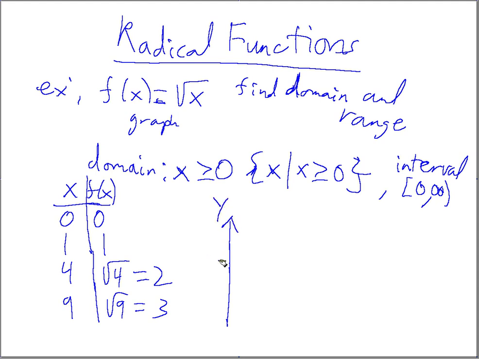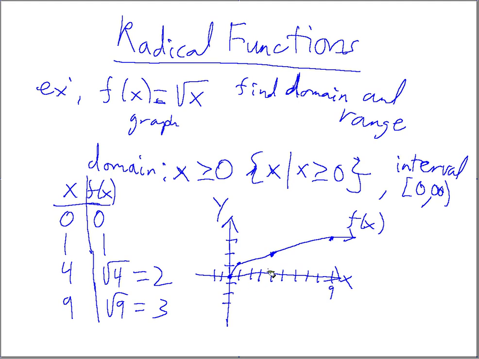Here's y, and here's x. Mark 1, 2, and 3 on the y-axis, and 1, 2, 3, 4, 5, 6, 7, 8, and 9 on the x-axis, going all the way out to 9. So again, the points are (0, 0), (1, 1), (4, 2), and (9, 3). The graph looks something like this. This is roughly the sketch of the square root graph, the graph of f of x. As you can see, we can now find the range, because the range is the y values the function takes on.